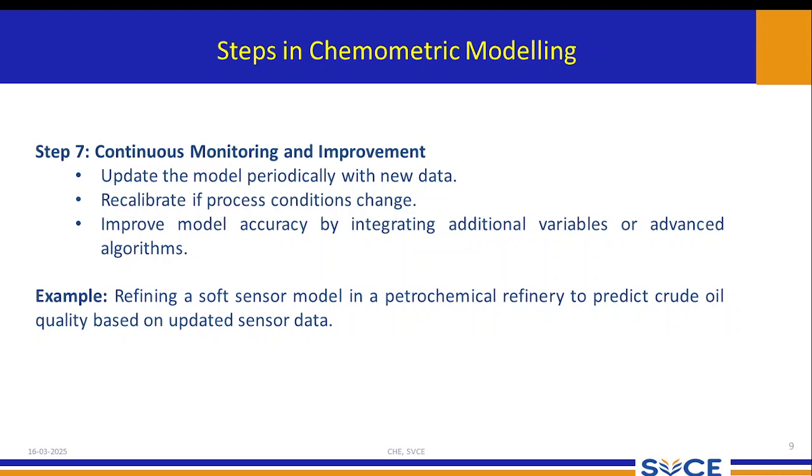So the example here is refining a soft sensor model in a petrochemical refinery to predict the crude oil quality based on the updated sensor data. So they need to update the sensor data and then try to refine the soft sensor model in a petrochemical refinery.